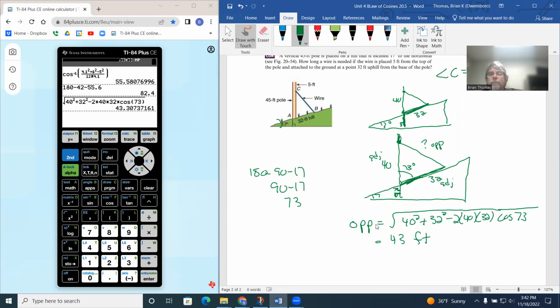Okay. Does that make sense? We didn't find the other angles, but we'd have to figure those out for that. But yeah, it looks like this and this are very close in length, so I'm kind of buying into that distance. So our wire is going to be 43 feet long. All righty. That concludes the lesson on the law of cosines.